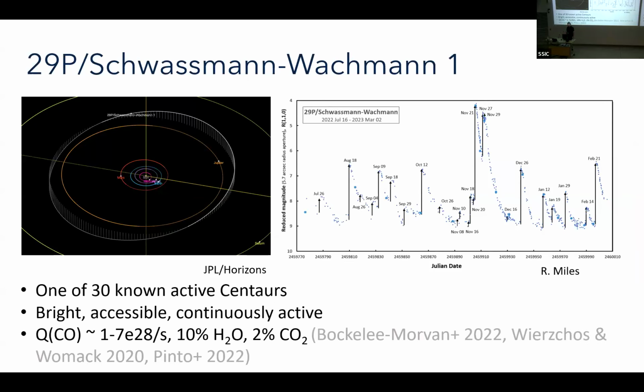So here's 29P Schwassmann-Wachmann. It's a big object, about 30 kilometers in size. It resides at about 6 AU from the sun. It is famous for being the most active object in the solar system. It has all these outbursts all the time, sometimes as large as 5 magnitudes, but whenever you point a telescope at it, it's essentially doing something. So it has a persistent coma, but it also has these massive outbursts. From James Webb, I did not put the right reference in there, but we know that it has about 2% CO2, and the activity seems to be driven by carbon monoxide.